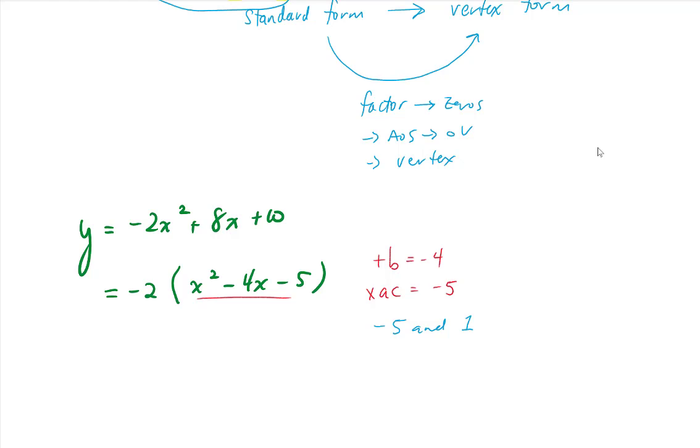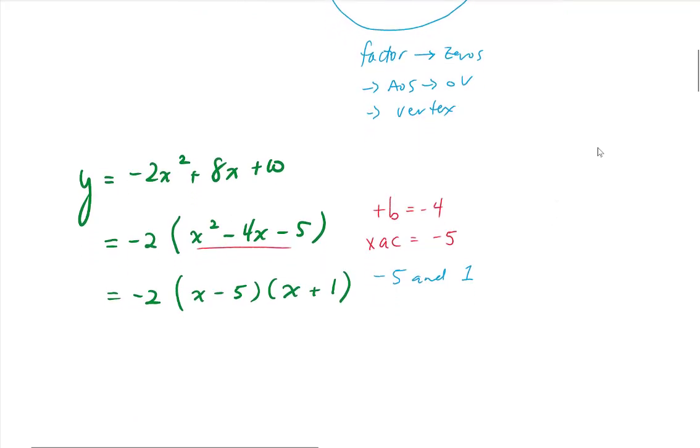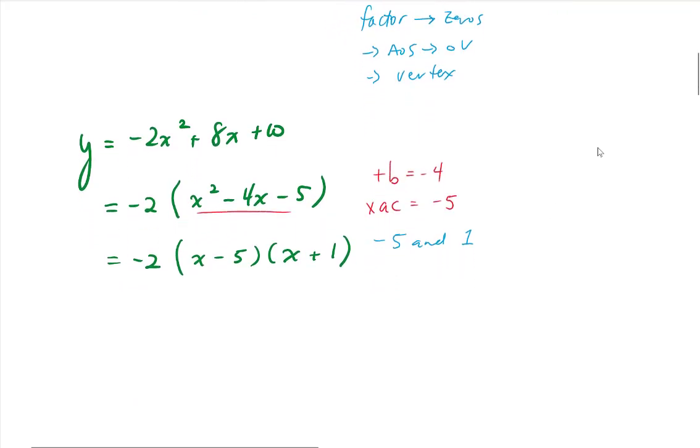Since the a value is 1, we can use a shortcut to give us our factored form. So it's negative 2, and the magic numbers here are part of the factors for factored form. And again, this only works when the a value is 1. Next step is to find the zeros, so we're going to let y equal 0. And we end up getting 0 equals negative 2, x minus 5, x plus 1.